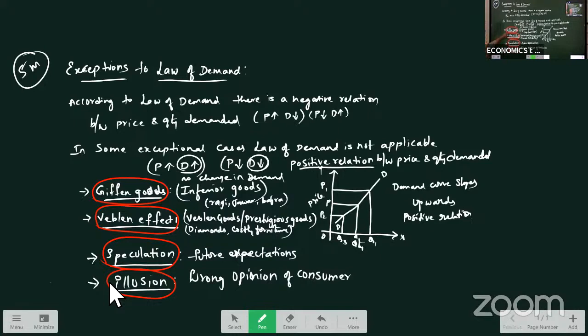Given goods are also called inferior goods. Veblen goods are the prestigious or the luxury goods, we can say. Speculation is nothing but future expectations. Illusion is our false idea that high price means better quality, low price means low quality. So these are the exceptional cases for the law of demand.